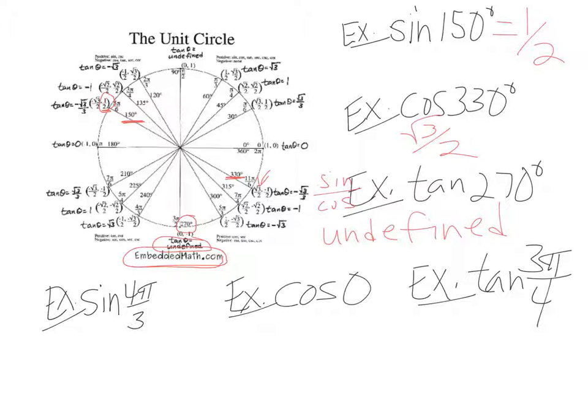The sine of 4 pi over 3. Here's 4 pi over 3. Sine is the second number in parentheses, negative square root of 3 over 2. The cosine at 0. Notice there's no little degree symbol at the 0. That means 0 radians. It's in the same place, but no degree symbol means we're referring to radians. Cosine is the first number in parentheses, which is the 1. And the tangent of 3 pi over 4. 3 pi over 4 is right here, and the tangent is negative 1.